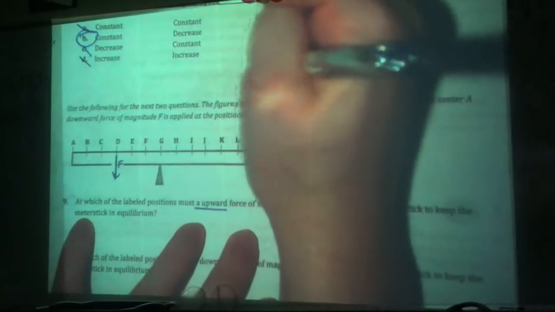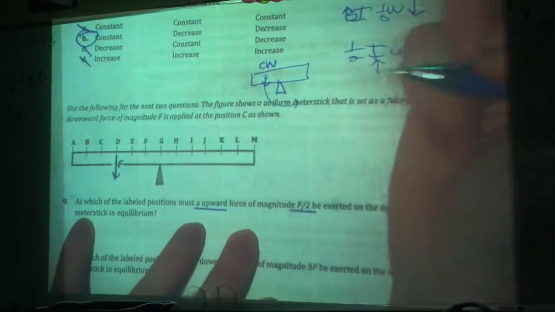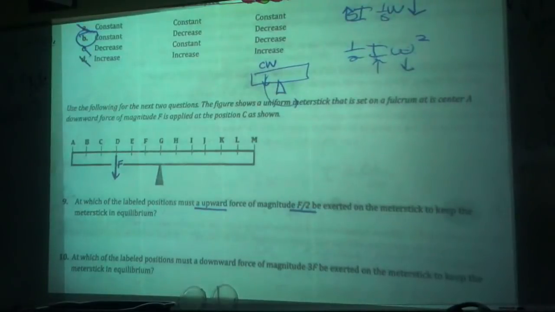Yep, this is a counterclockwise torque, because we don't really care about up-down, we care about clockwise, counterclockwise. Right now I have a counterclockwise torque, so I would need a clockwise torque to go the opposite way.